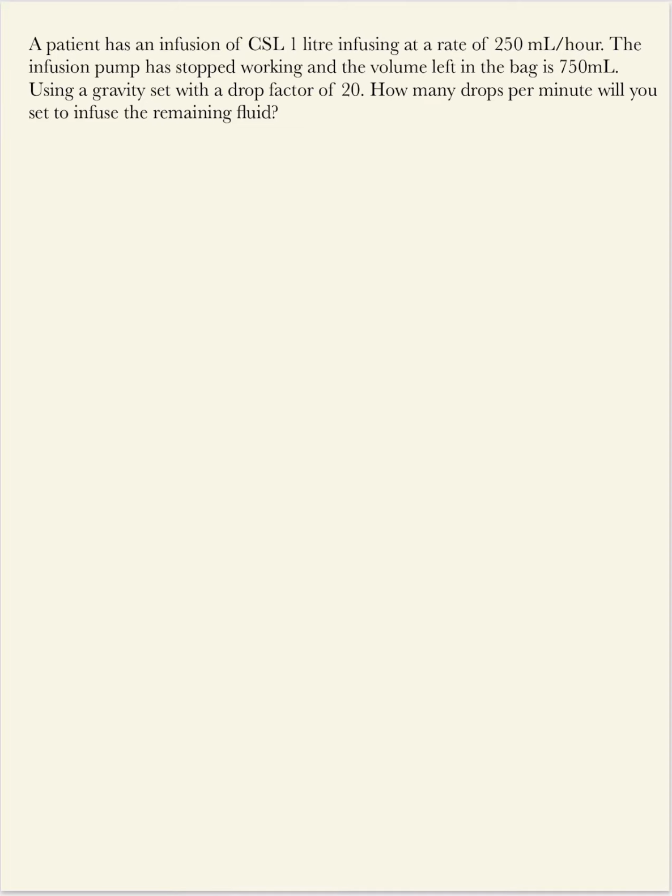So for this question, a patient has an infusion of CSL, 1 liter, which is infusing at a rate of 250 mils an hour. So every 1 hour, the patient receives 250 milliliters. The infusion has somehow stopped working, and what's left in the bag is 750 milliliters.